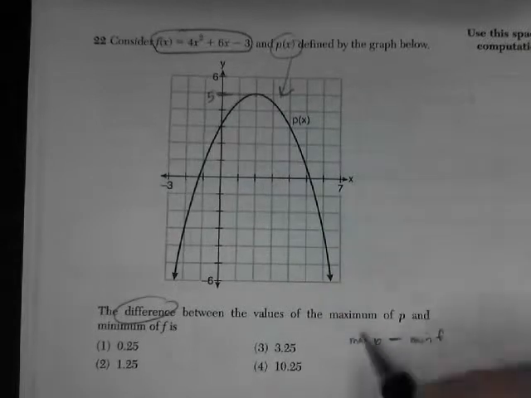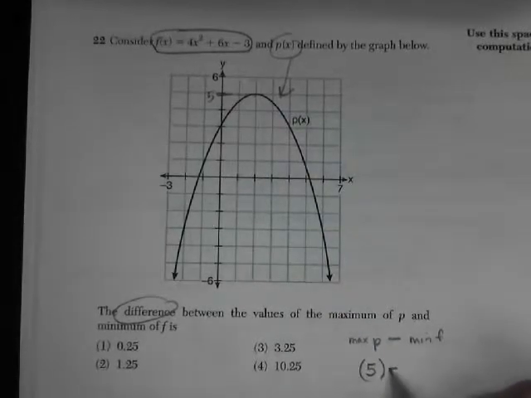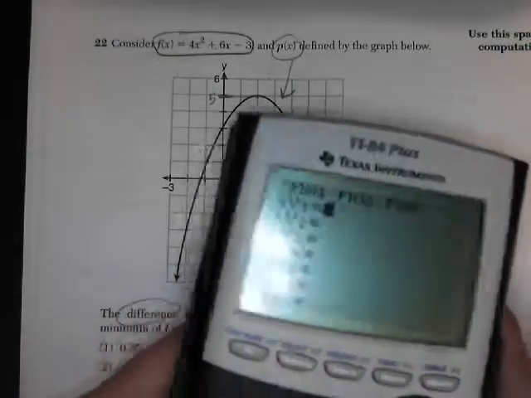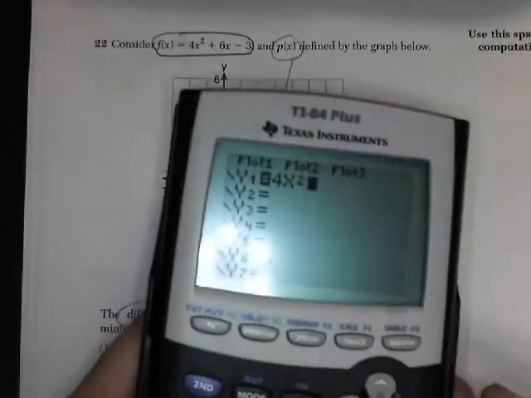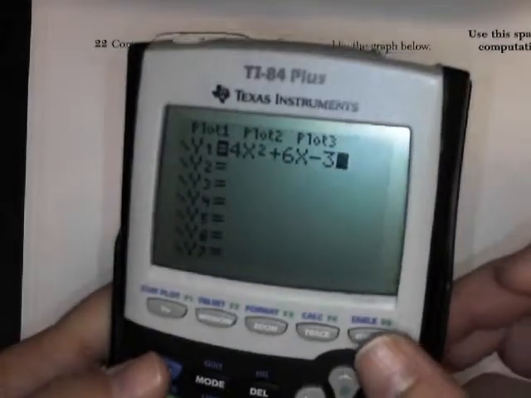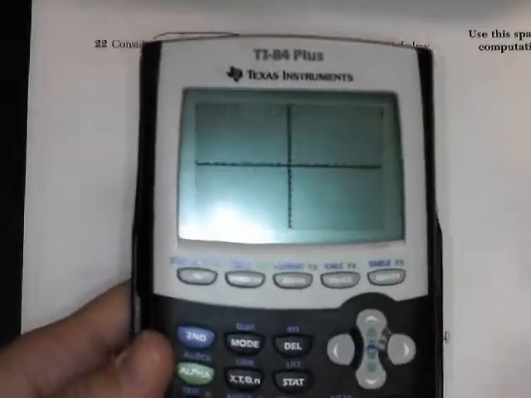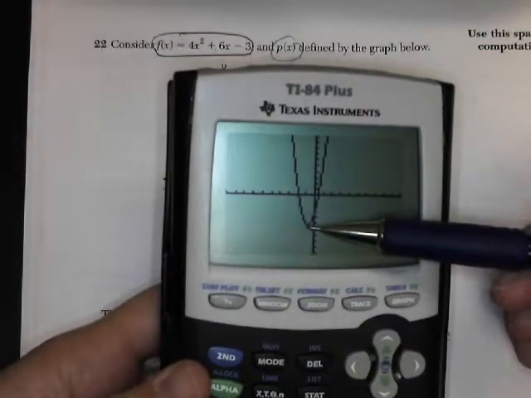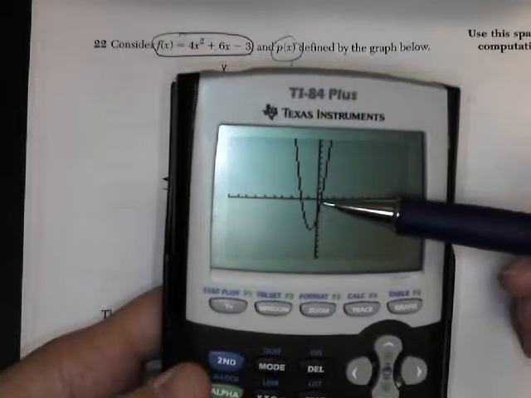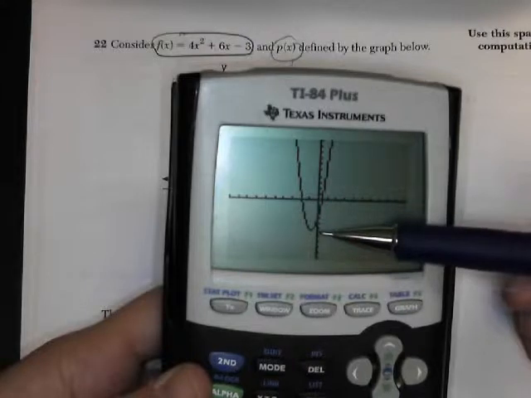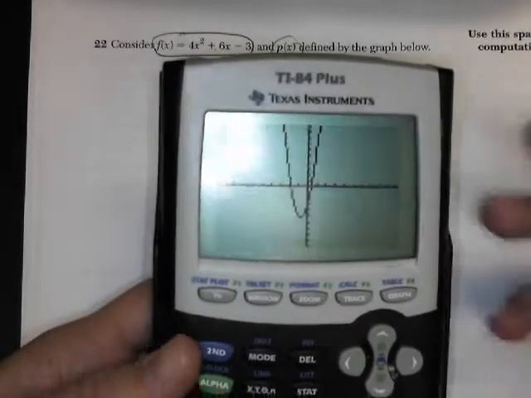So p has a maximum of 5 minus, and f has a minimum, you might as well just pull your calculator out and look at it. So 4x squared plus 6x minus 3. If you just do zoom 6 and see if we like the look of the parabola, okay, we see our minimum value is somewhere down here. It looks like negative 5 and a little bit more. It's definitely not a whole number.